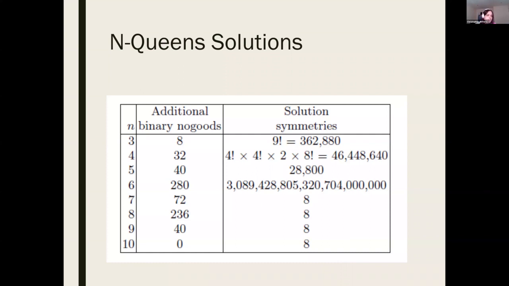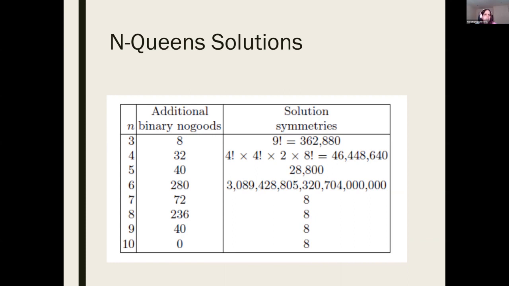If you decide that you're allowed to rearrange the grid in any way you like, and all you care about is mapping solutions to solutions, then these are the number of symmetries for the n queens. Ignore the binary no goods column. This is from a paper I wrote many years ago about defining symmetries. You can see with 3 queens, you can just rearrange the 9 cells however you like. And then 4 and 5 have big ones.